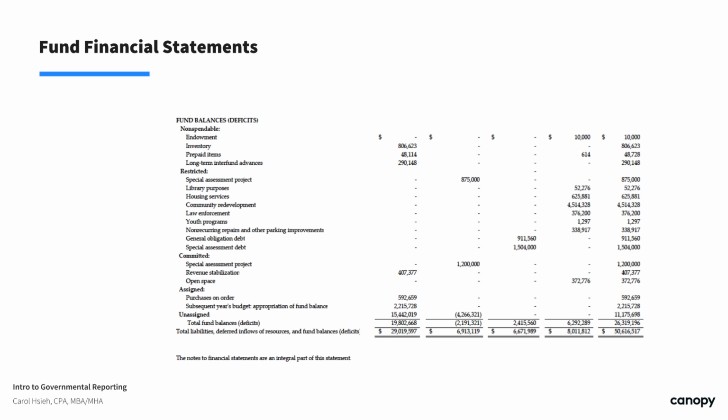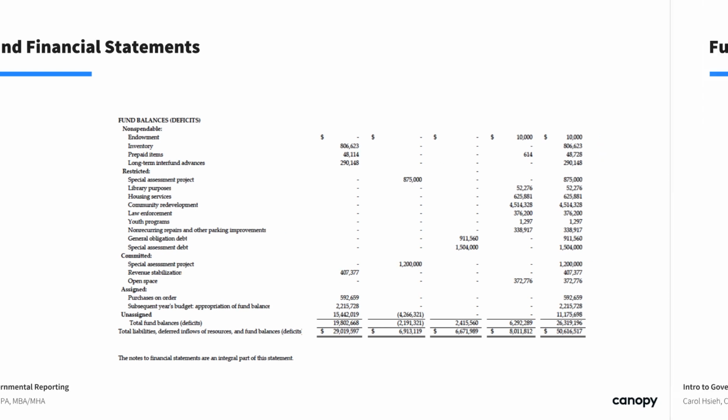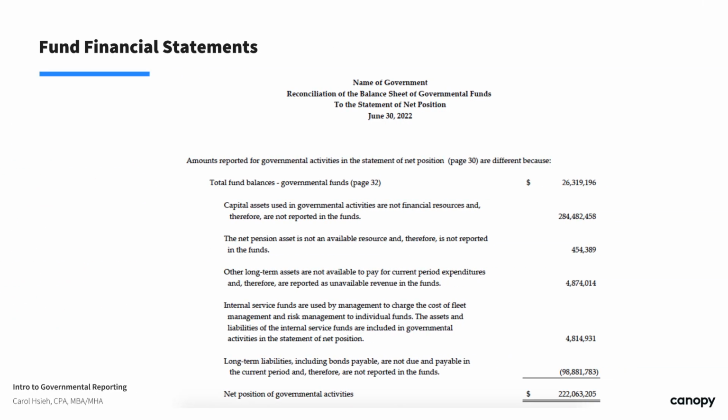Now here is an example of the reconciliation of the fund balance of the governmental funds to the statement of net position. As we talked about earlier, the governmental fund reports using the current financial resources measurement focus and modified accrual accounting, and the statement of net position reports using the economic resources measurement focus and accrual accounting. So we need to reconcile these two different statements.